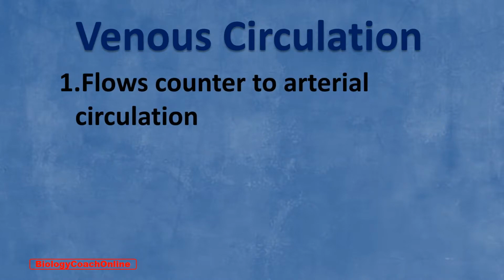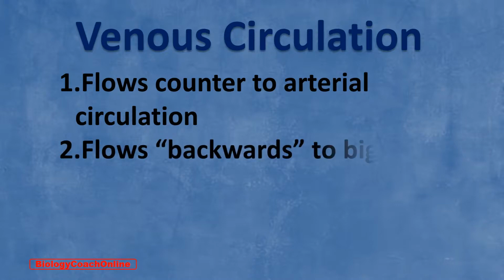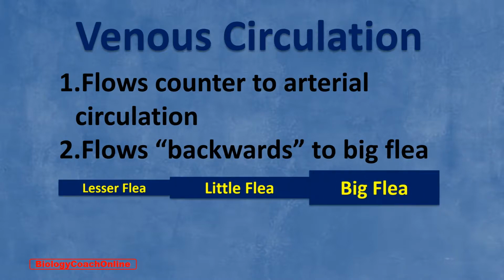Now there are a few caveats to consider with regard to the venous circulation of the head and neck. First, arterial circulation brings oxygenated blood into the tissues, whereas venous circulation takes bad blood out of the tissues. That is, venous circulation works counter to, or in the reverse direction of, arterial circulation. Second, because venous circulation is the reverse of arterial circulation, venous circulation starts at the lesser fleas and works backwards, as it were, to the big fleas. It looks something like this if we use our conventional flow chart.